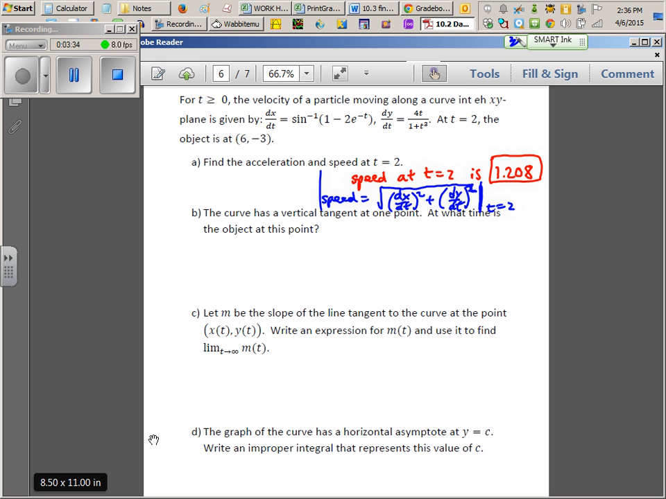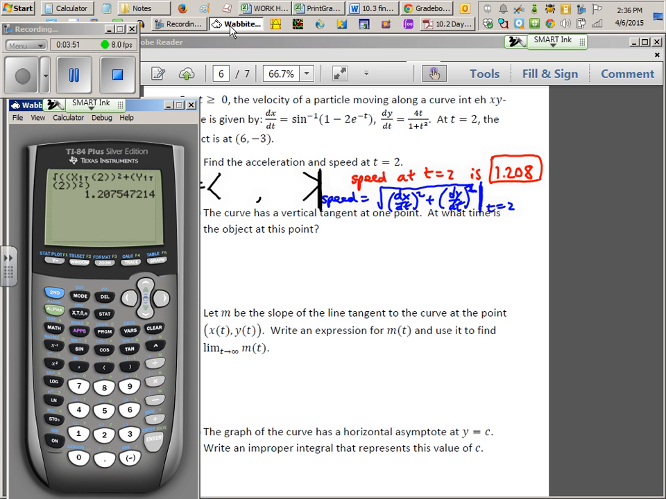How do I find the acceleration at t equals 2? Well, that's a vector, so I need two components. The acceleration at time 2 is blank, comma, blank. I can get those also from the calculator screen. I need the derivative of the horizontal velocity at time 2, so I go to Math 8 and take the derivative of vars, y vars, parametric, x1t, with t as my independent variable, when t is 2. Enter, and that's 0.396.